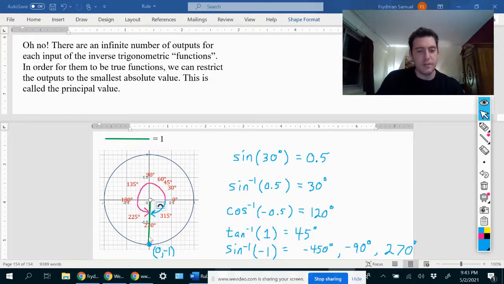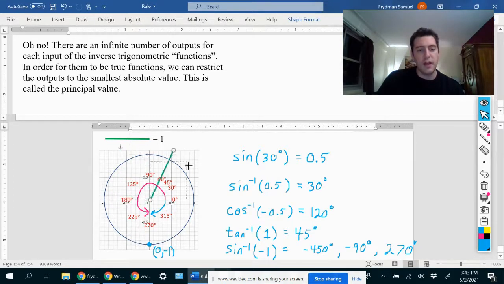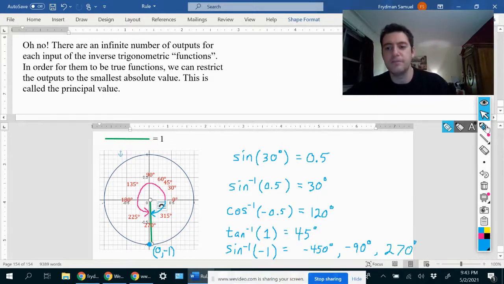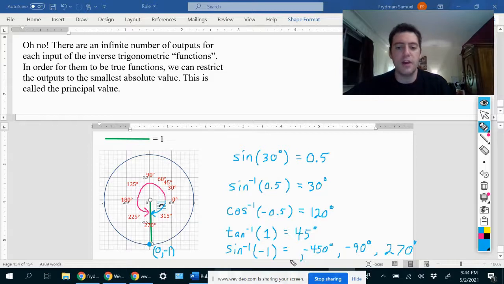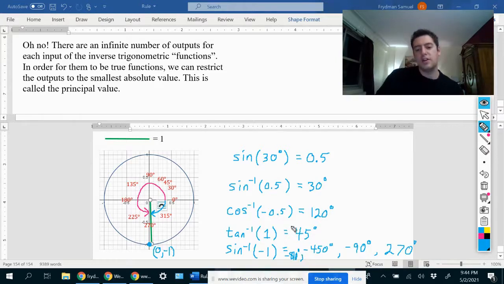So we could find an infinite number of answers. So I could just keep going around this way. And if this was negative 450 degrees, I could go backwards 360 degrees again, and I could find another answer, and that would be what? Negative 810 degrees. Okay, because 450 plus 360 is 810, but I was going in the negative direction, so negative 810 degrees. So I found another angle measure, and negative 810 is even smaller than negative 450, but we're not talking about the smallest number, okay?